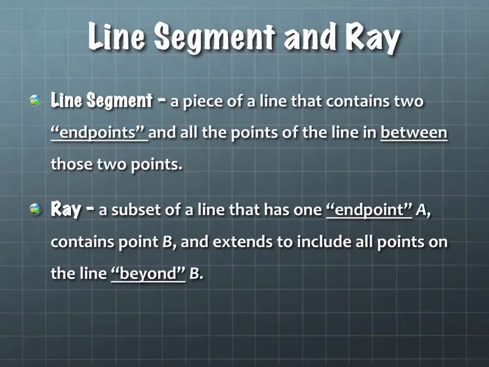A line segment is a piece of the line that contains the endpoints and all the points between. So while a line goes on in both directions forever, a line segment is finite, it's limited, it's measurable. And the way that we write it to show the difference is that we put the line without the arrows above it. So this would be the line segment AB. It starts and ends, whereas the line AB goes on forever in both directions and has the arrows on the ends for the notation.